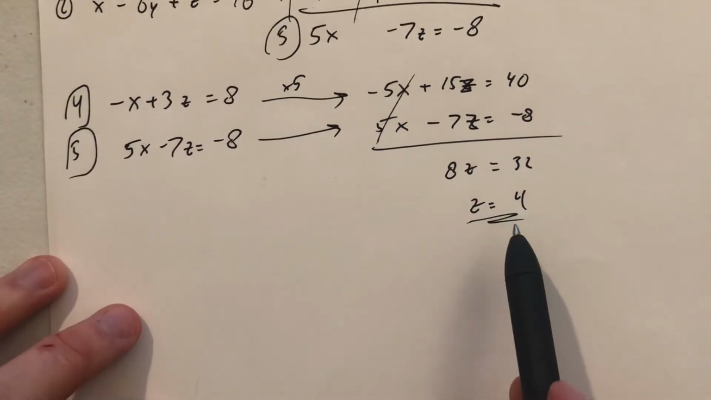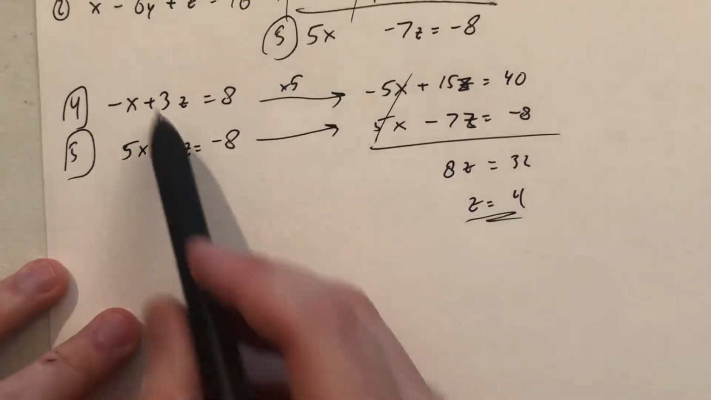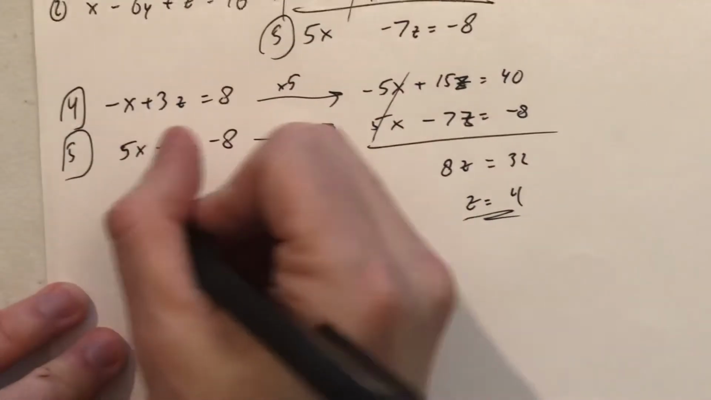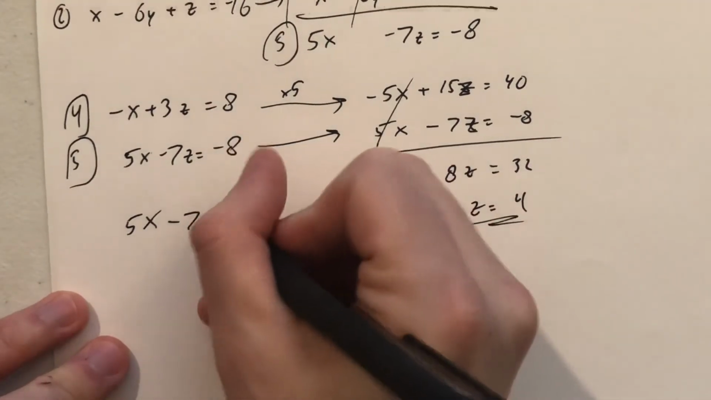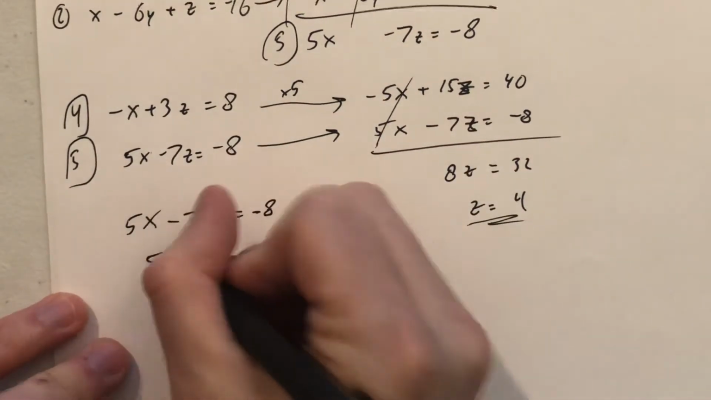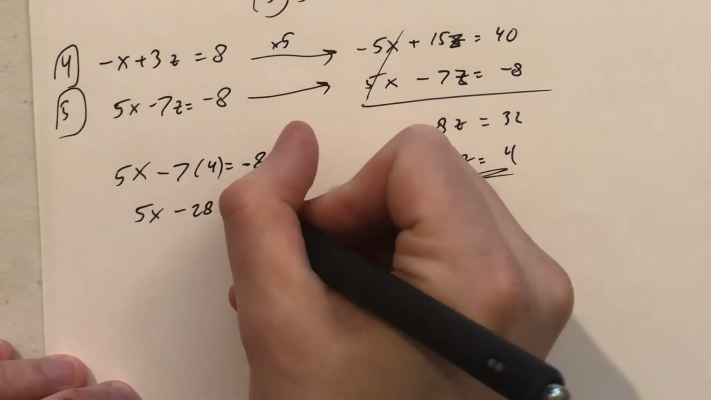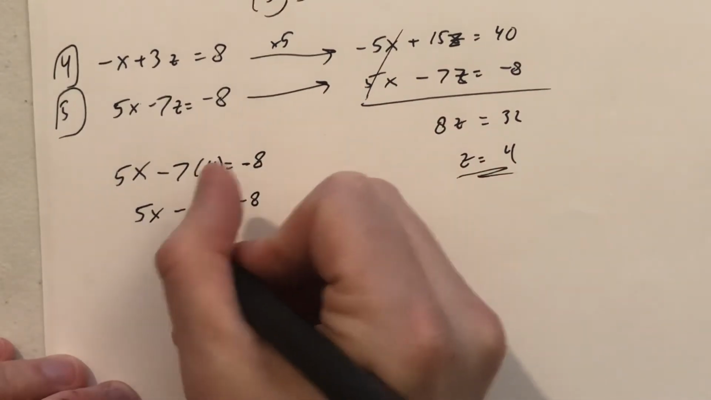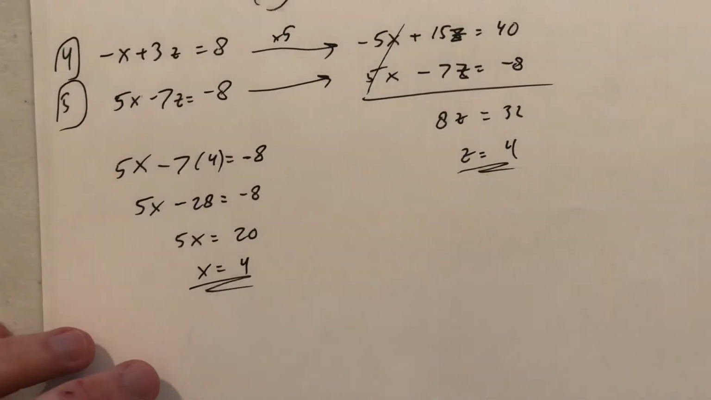Now remember, you go back to an equation with just one extra variable, so back to one of the 4 or 5. I'll go back to 5. So 5x minus 7, but then the z is a 4, equals negative 8. So 5x minus 28 equals negative 8. Add that over, get 5x equals 20, and divide and get x equals 4.